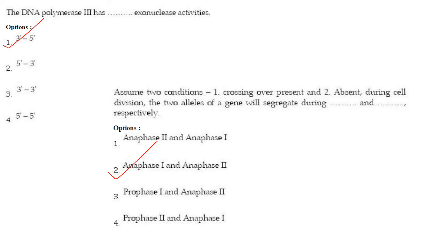Next one, assume two conditions: 1 crossing over present, 2 absent. During cell division, the two alleles of a gene will segregate during dash and dash respectively. Answer is option 2 anaphase 1 and anaphase 2.